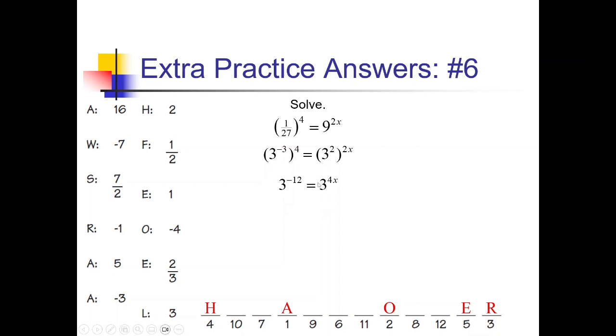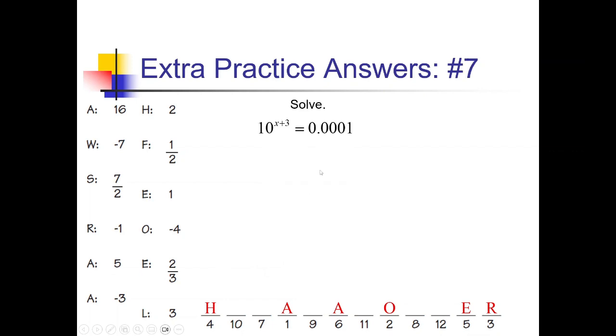Now that I have a 3 and a 3 for my bases, I can cancel those and just write the exponents. Negative 12 equals 4x. Dividing both sides by 4, we have x equals negative 3. That's going to be A right there. So that's going to go in spot number 6 right there.